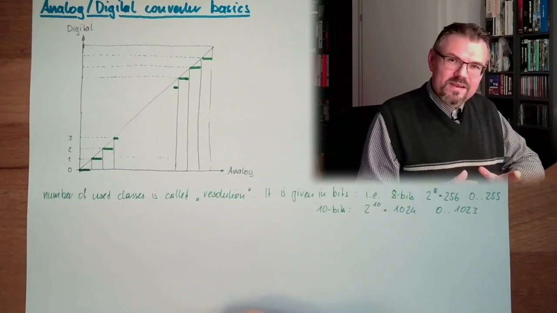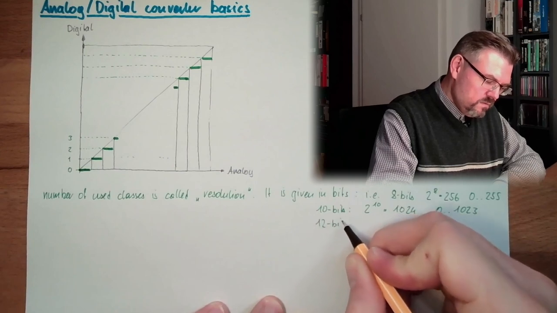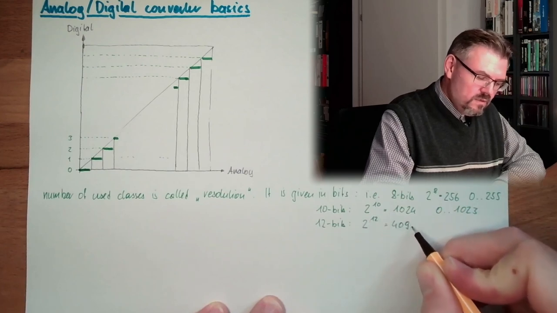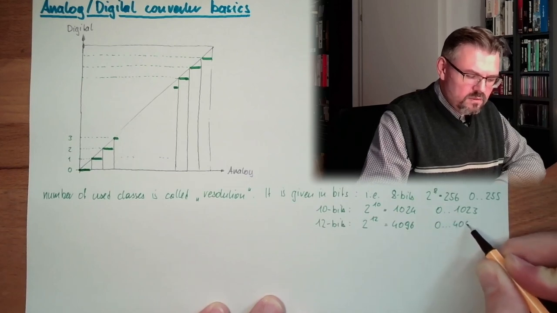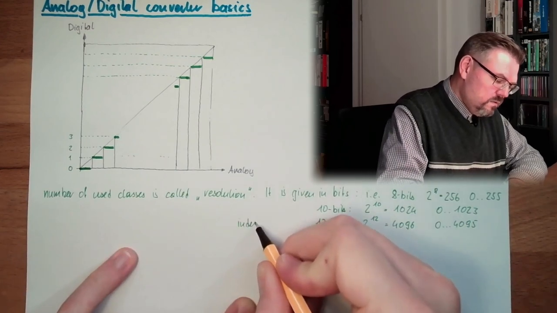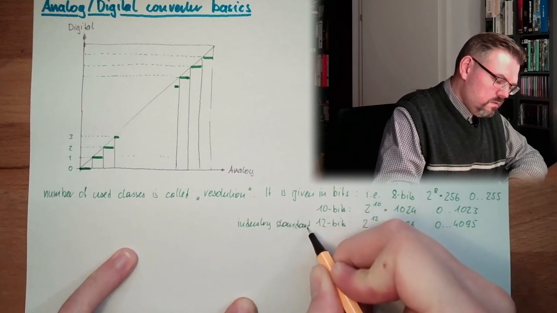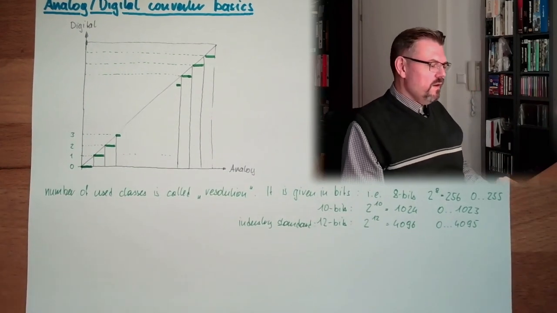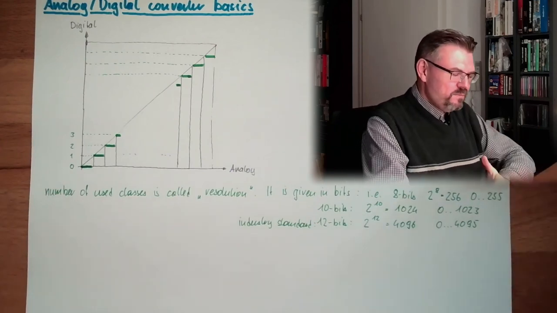Industry grade, standard industry performance is 12-bit. 2 raised to the power of 12 is 4096. And so we have 0 to 4095. This is industry standard. For basic applications, this should be sufficient. Good. So this is the resolution. This is what is behind the resolution.